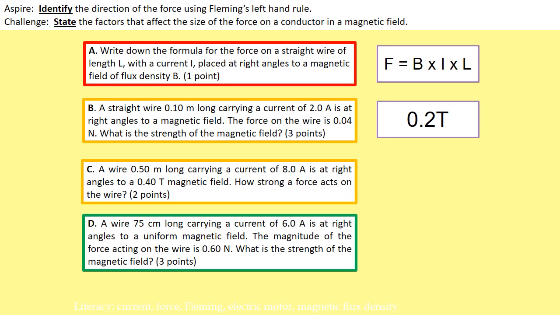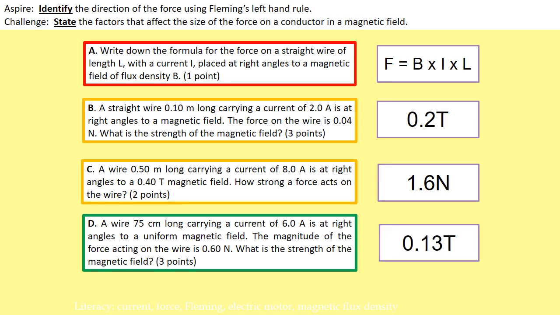So B, 0.2 Tesla. C, 1.6 Tesla. Sorry, 1.6 newtons, because it's a force. And the last one, 0.13 Tesla.